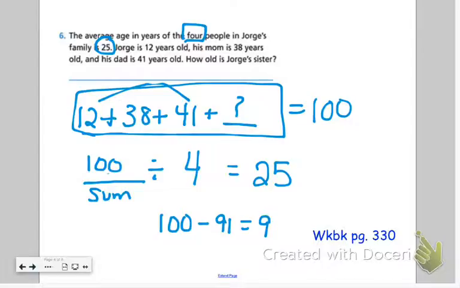Jorge's sister, let's do a different color. Jorge's sister must be 9 years old, because 12 plus 38 plus 41 plus 9 gives you that sum of 100, and we know that 100 divided by the 4 ages is going to give us our mean of 25.